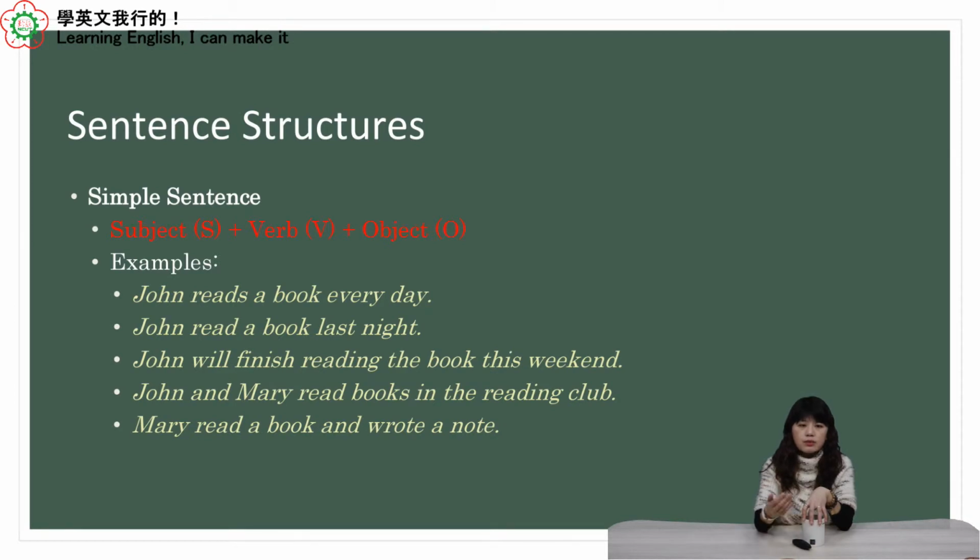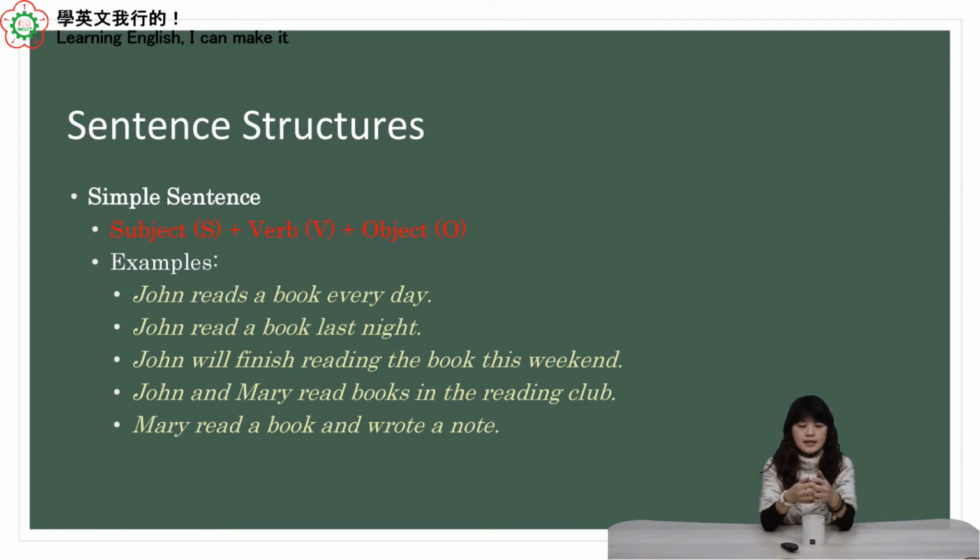John and Mary read books in the reading club. The reading club could be an extracurricular activity John and Mary attend. Be careful here: you have two people as the subject, John and Mary, so the subject becomes plural, and your verb read keeps its regular form. Books is the object in the sentence, and in the reading club explains where or when they read books.